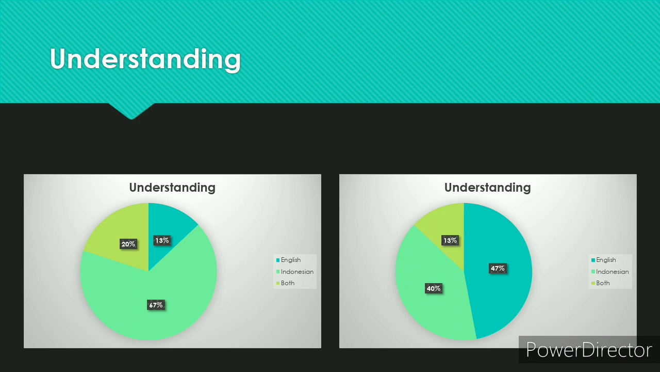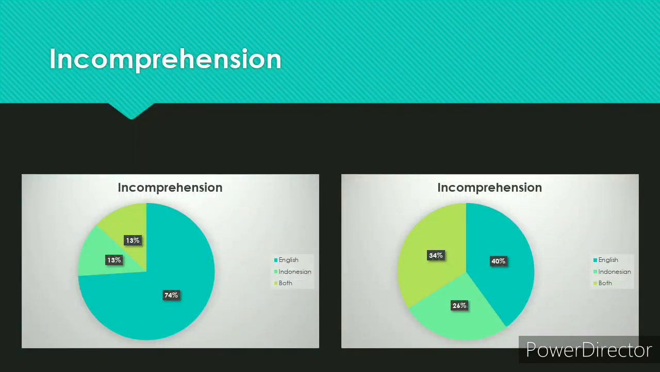So as we can see, fluency heavily affects understanding. Each slide is actually connected to one another. The more fluent you are, the more you can comprehend, the more you can understand what the material is in that certain language. Next slide. Now we're at the fourth slide, which is incomprehension.